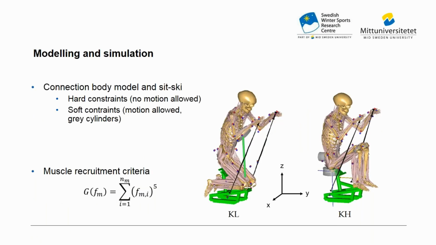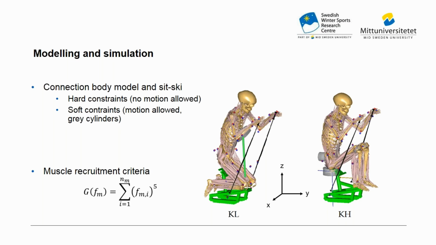And over to more about modeling. Because the sit ski, even though it's made of steel and aluminium in this case, is not completely rigid when you start to do high endurance exercise, and the human body is not completely rigid either. So it took a little handicraft to actually build the constraints between the body model and the sit ski.